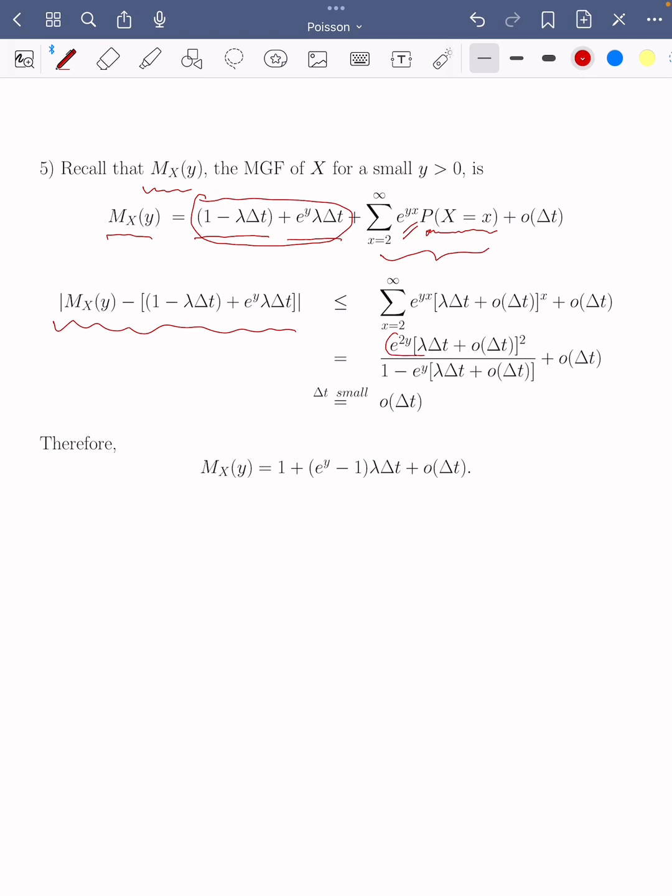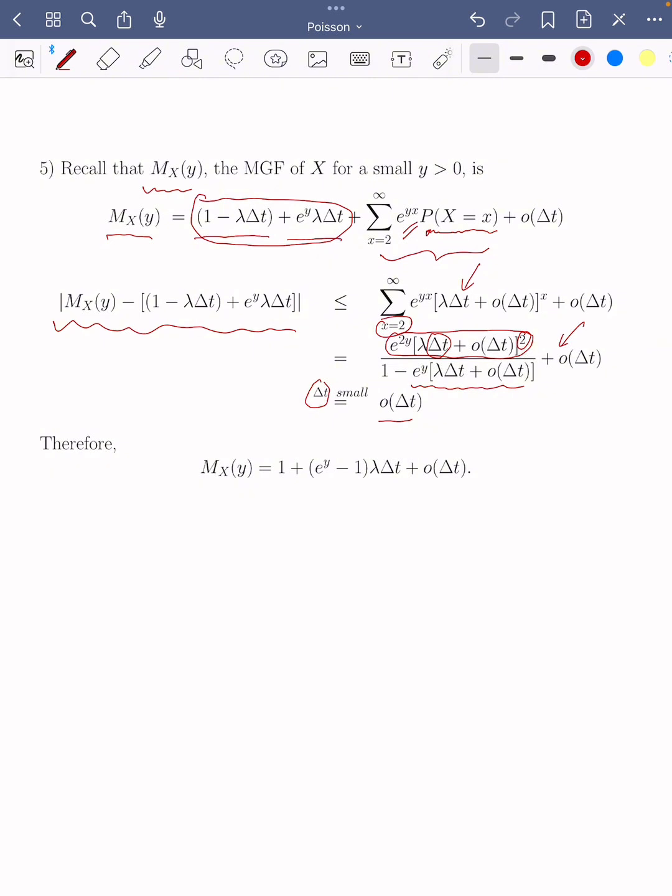So this term is the term in this series when x equals 2. And then we use 1 minus the ratio between two consecutive terms, which is this term. So remember that delta t is small. So this thing is just equal to little o of delta t, because we have a square here, and this is delta t, so it's delta t squared.